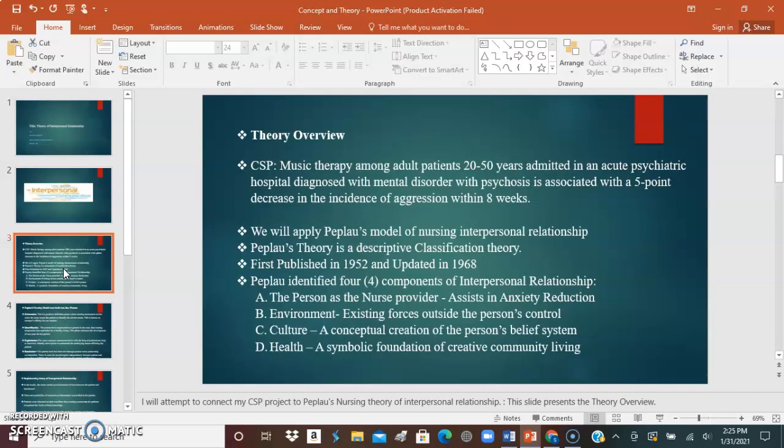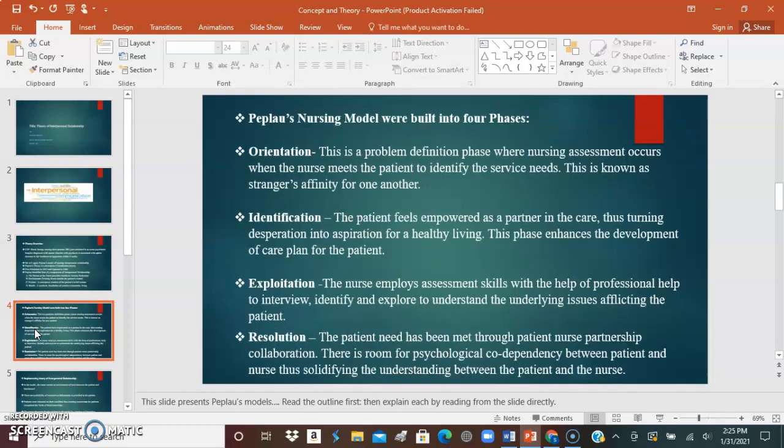Let's look at Peplau's model. Peplau identified 4 phases in this model. The first phase is the orientation phase. This is a problem identification phase where nursing assessment occurs when the nurse meets the patient to identify the service need. This is known as strangers' affinity for one another.